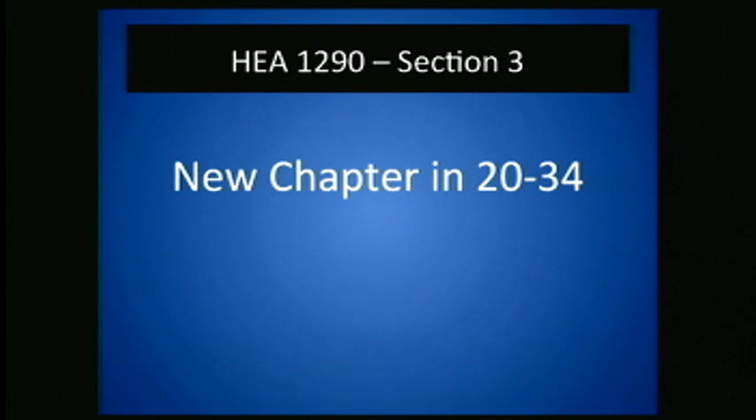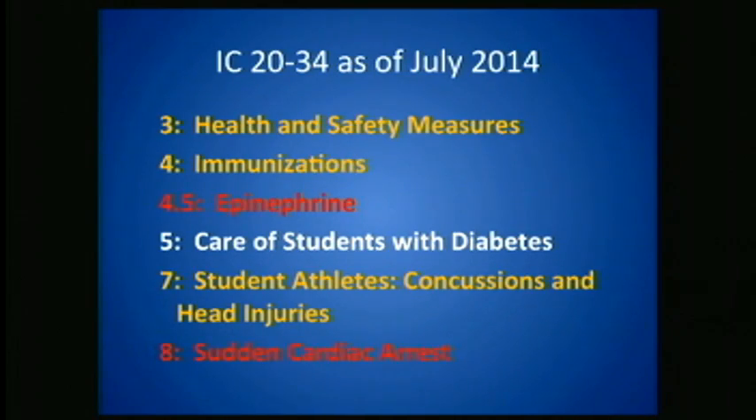Section 3 of House Enrolled Act 1290 adds a new chapter to Indiana Code 20-34, and Section 3 is the only part of this law that actually deals with the code that we've been talking about today. So here is where this will fit. House Enrolled Act 1290 will become Indiana Code 20-34, and it will be a new Chapter 8.